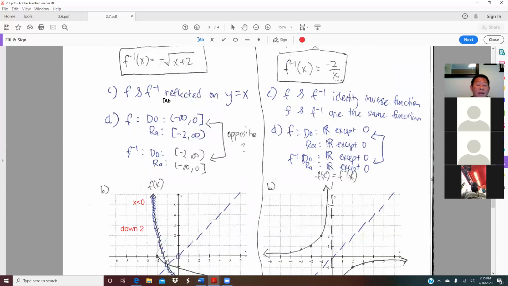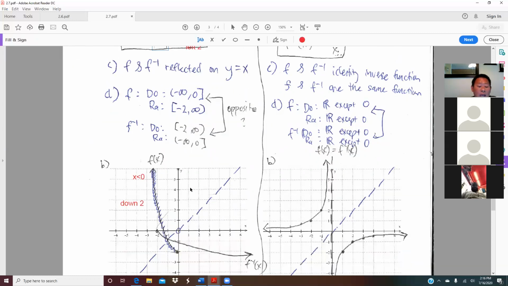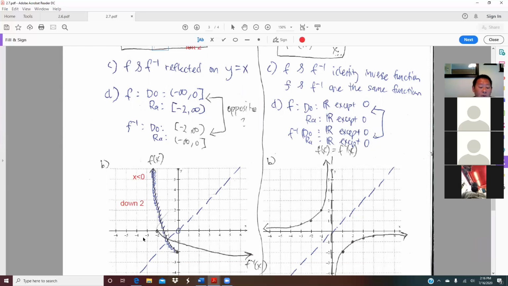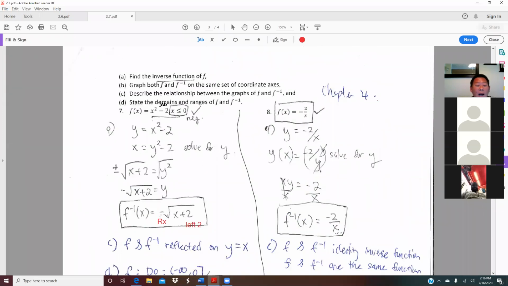And then this is the square root side. A plus 2 in this case means you move left 2, and the negative means you reflect on the x-axis. The original graph is a square root graph that looks something like this. First you move left 2, so this is what happens. After that, you reflect it on the x-axis, so this is what happens to that. If you draw the y equals x graph here, you'll notice that these two graphs are inverses of each other.